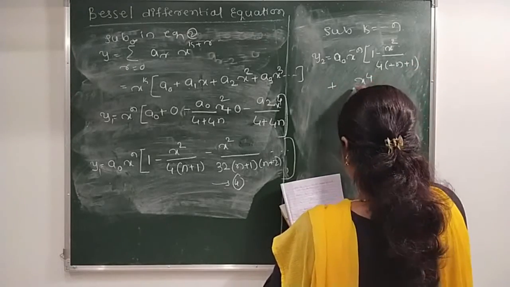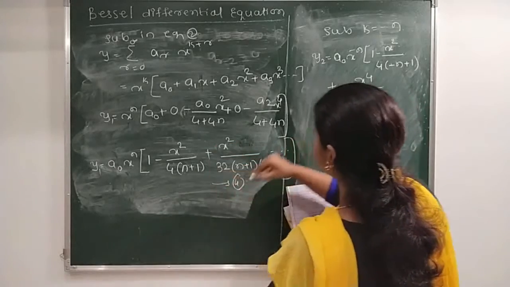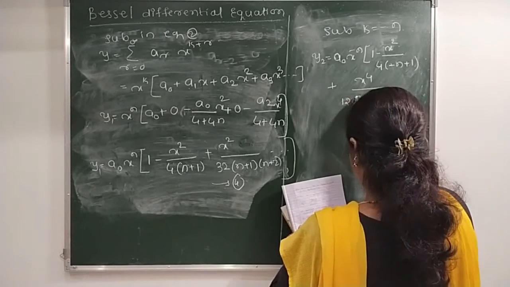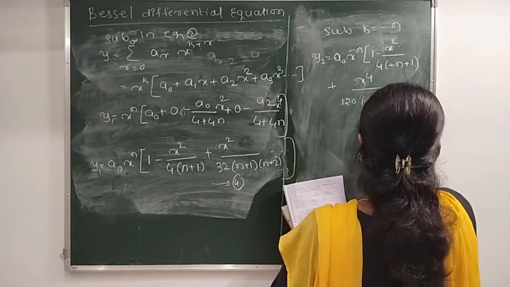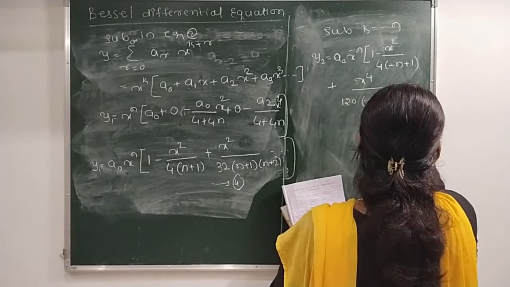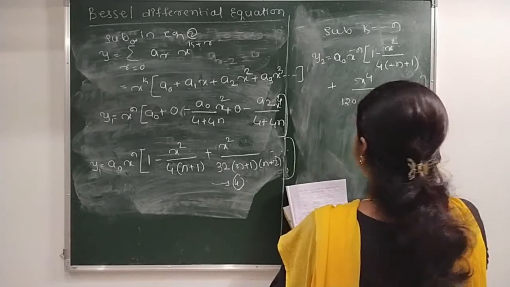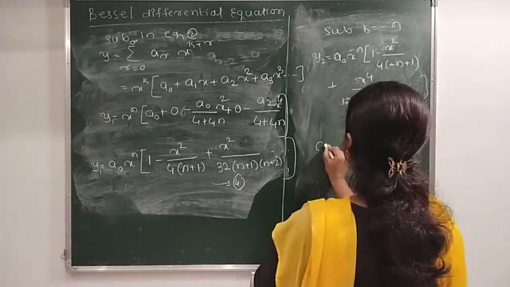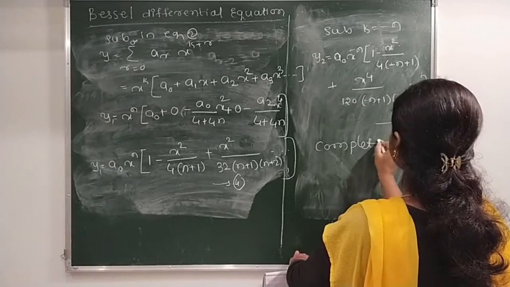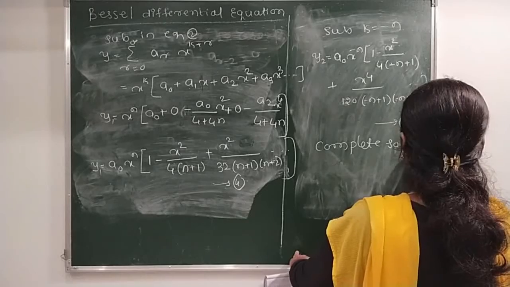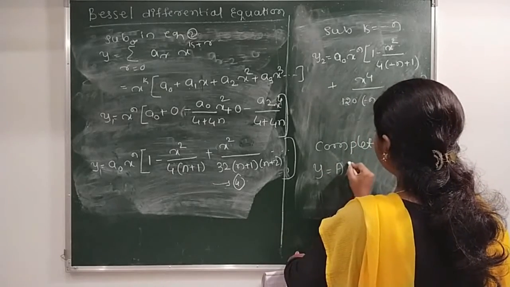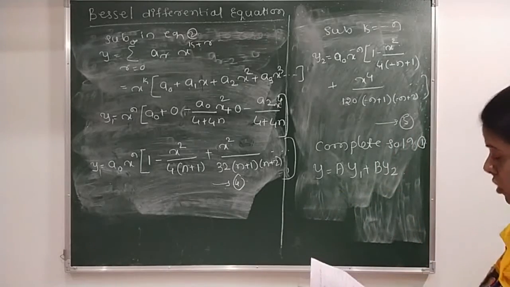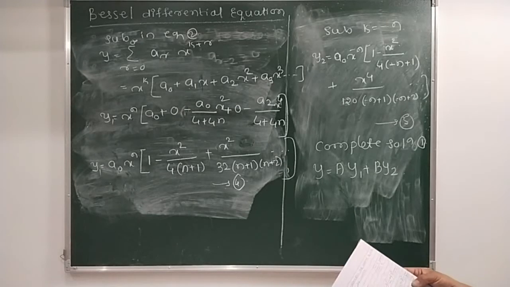plus x raised to 4, this minus minus becomes plus, 2 raised to 5 means 120 into minus n plus 1 into minus n plus 2, and so on. This is equation number 5. This y1 and y2 we have to substitute for the complete solution of equation 1, that is y is equal to a y1 plus b y2. This is the solution of the Bessel equation.